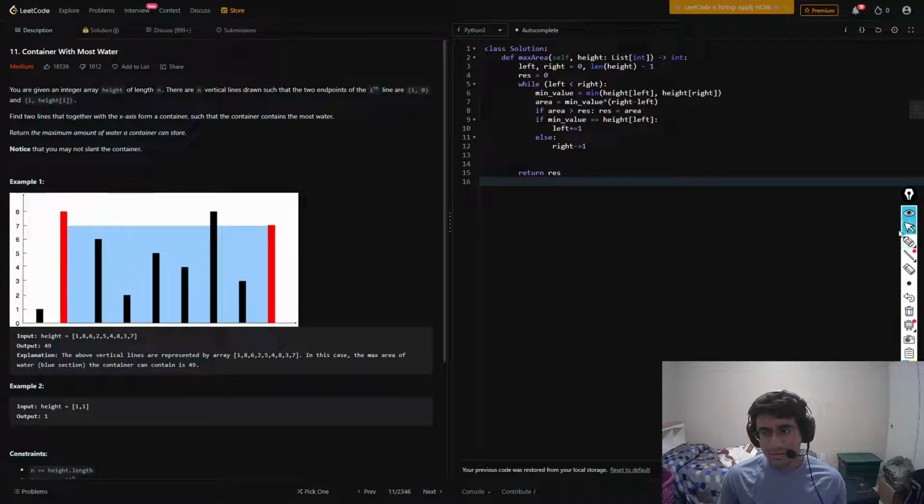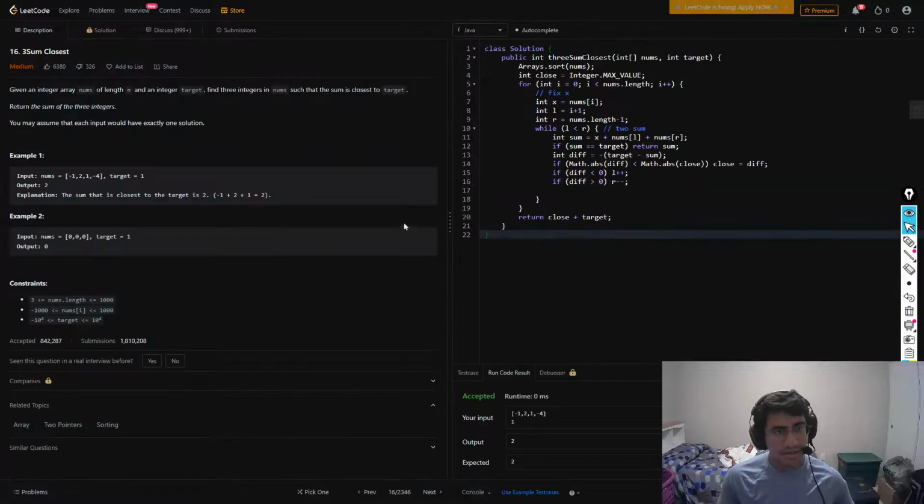Now let's go over one last problem. 3-sum closest. So, given an integer array nums, length n, and an integer target, find 3 integers in nums such that the sum is closest to target. Return the sum of these 3 integers. And you may assume that each input would have exactly one solution, right?